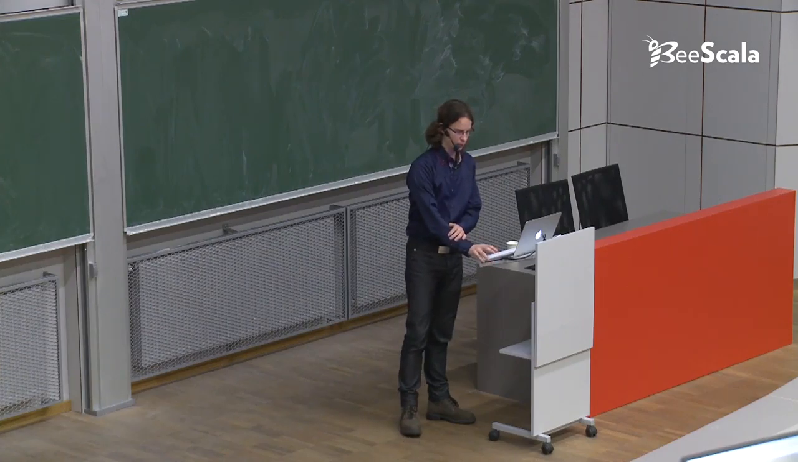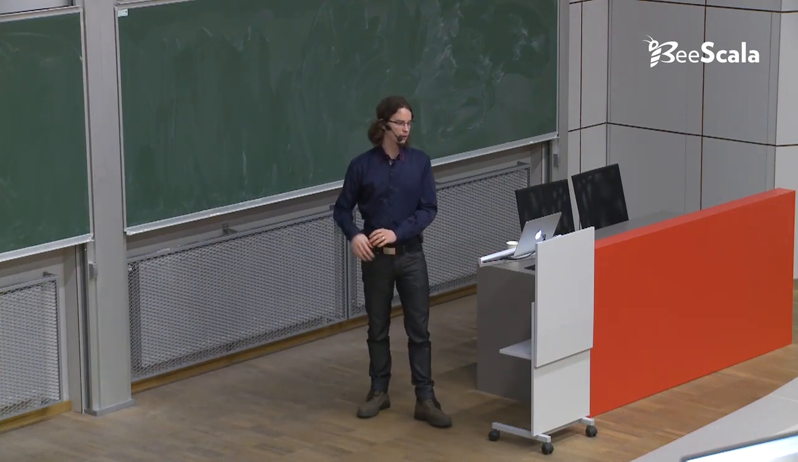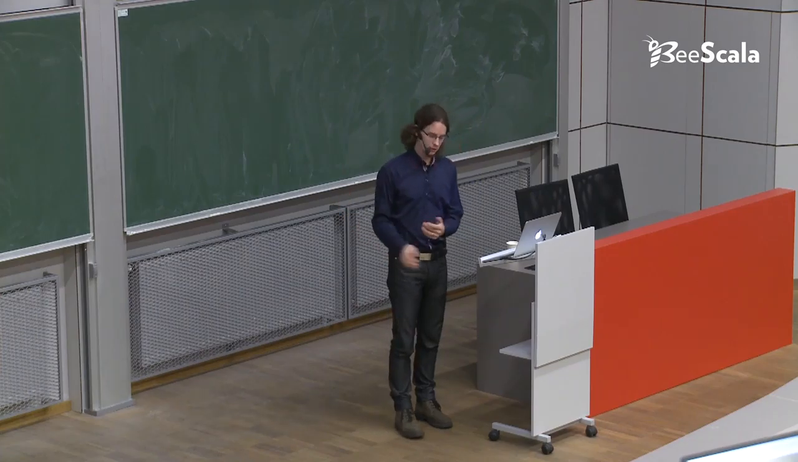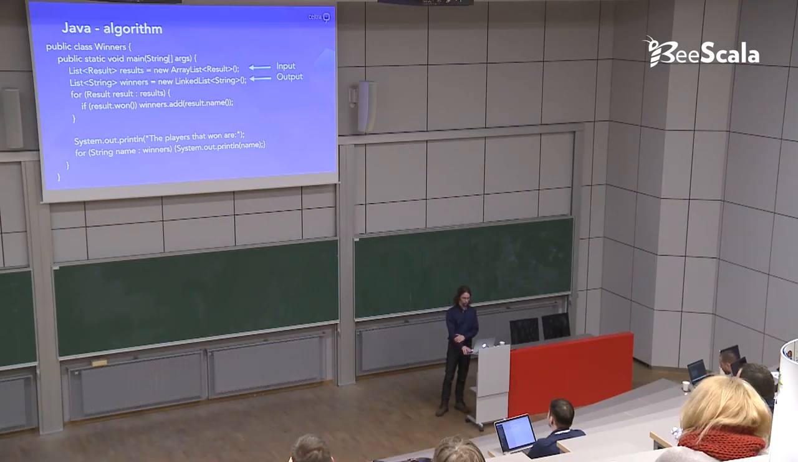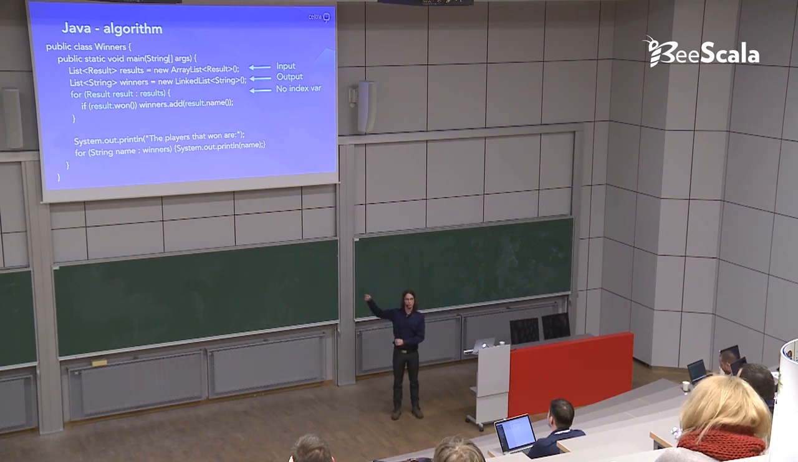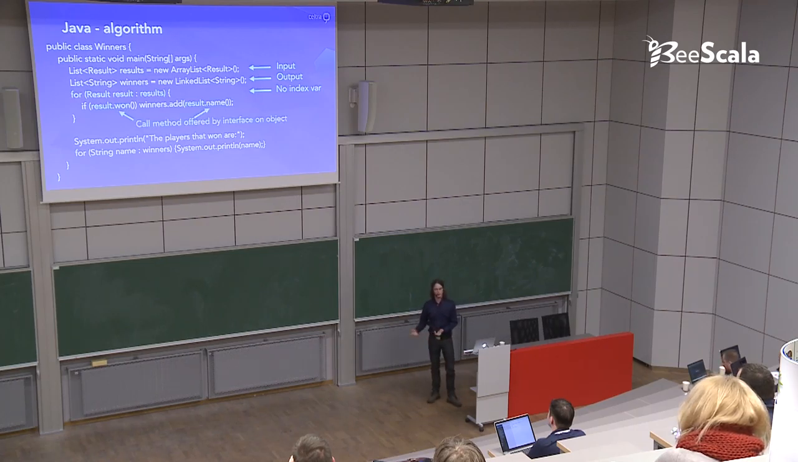So let's see how this works. We'll have this list of results that offer this interface. We'll return a list of strings, which are the winners. And now we again have a loop. Notice that now we don't have any index that goes for the loop. And inside the loop, we use these functions offered by the interface.